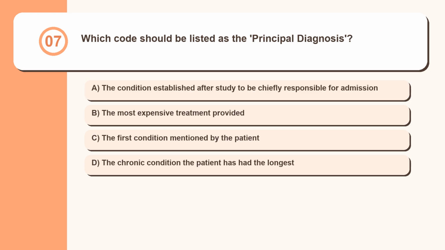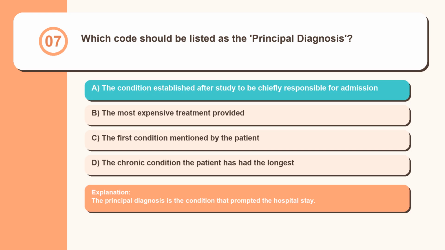Question 7. Which code should be listed as the principal diagnosis? The condition established after study to be chiefly responsible for admission. The most expensive treatment provided. The first condition mentioned by the patient. The chronic condition the patient has had the longest. The principal diagnosis is the condition that prompted the hospital stay.